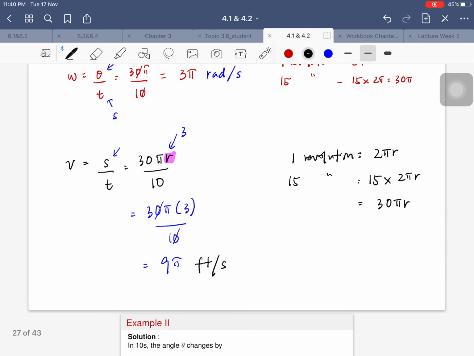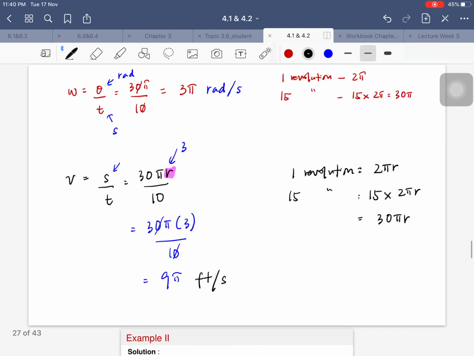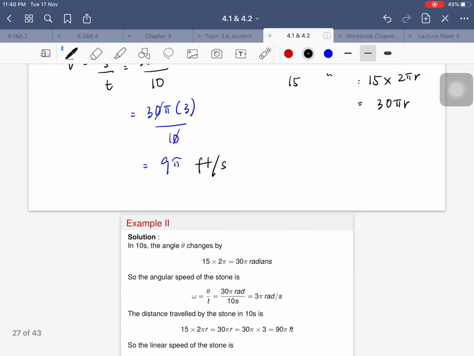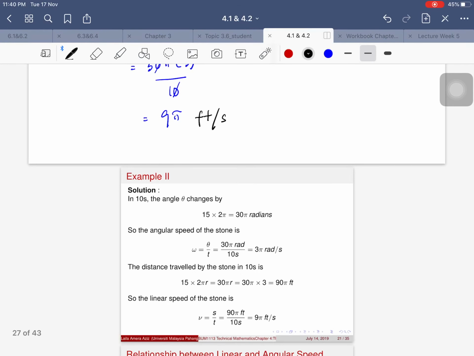Okay, just the same, it's just with explanation. As what I've shown you before, the angular is going to equal 3 pi, and this is going to equal 9t, which is 3 multiplied by r, the distance traveled.